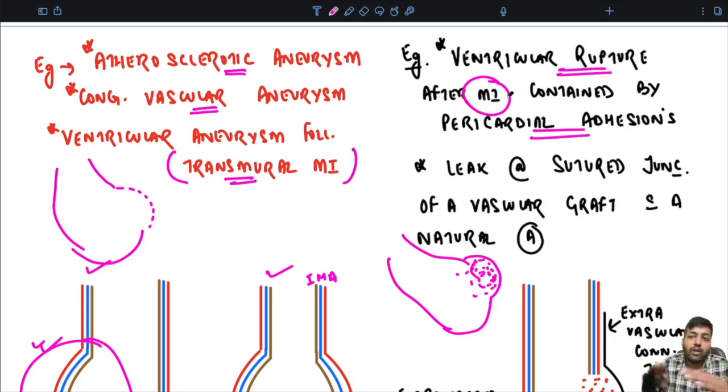Okay, so the example is ventricular rupture. When there is a ventricular rupture, the ventricle has completely ruptured, and after that there is a hematoma, a collection of blood, but that has been contained by the pericardial adhesion. Okay, this is a false aneurysm. Or whenever there is a leak at the sutured junction of a vascular graft with a natural artery, it is also called a false aneurysm.